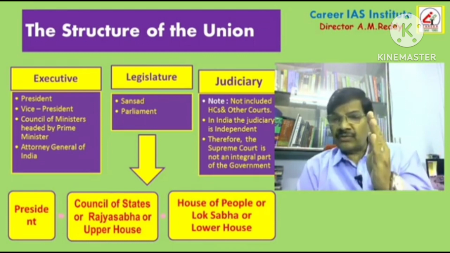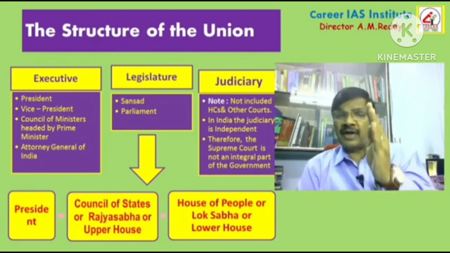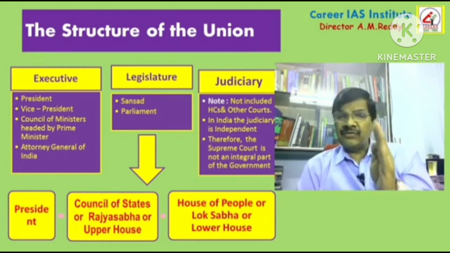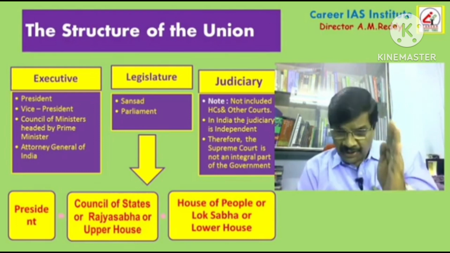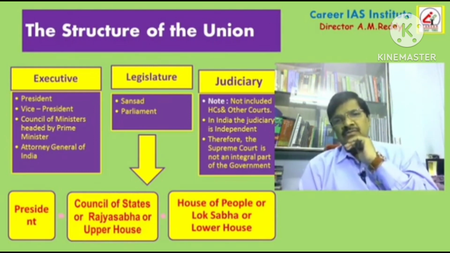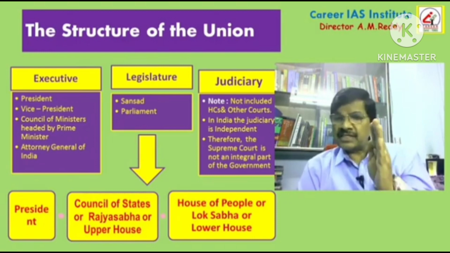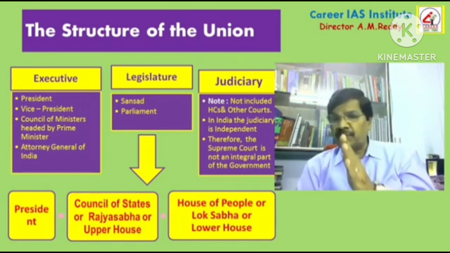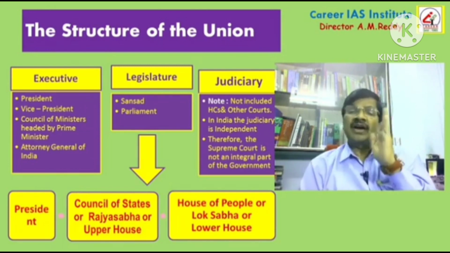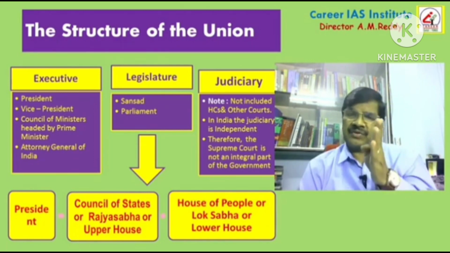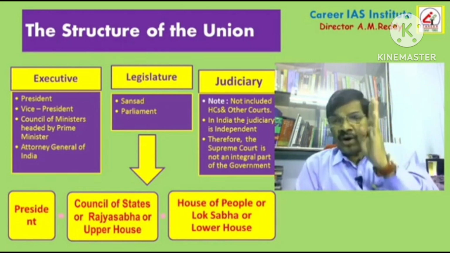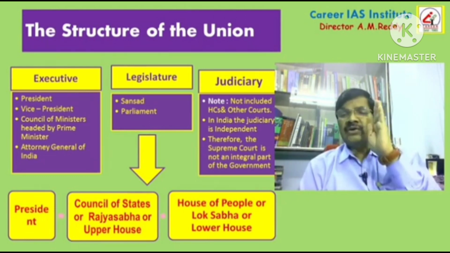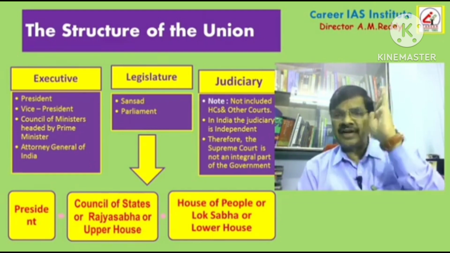Then article 124 to 147 deal with the provisions relating to the Supreme Court. Only Supreme Court. Okay. So we have seen up to article 147. Then what about 148, 149, 150 and 151? These 4 articles are related to the Controller and Auditor General of India.